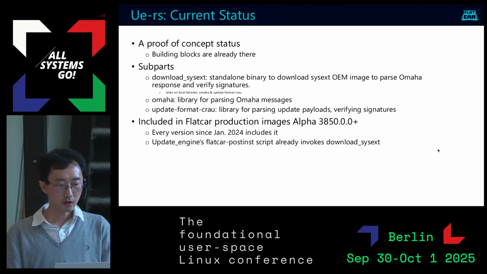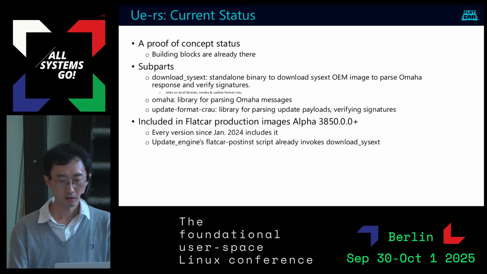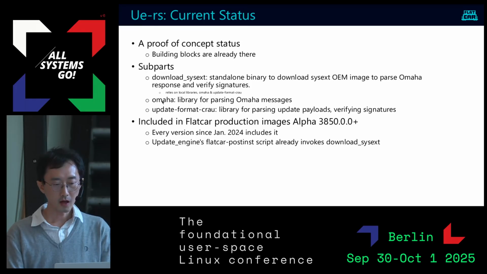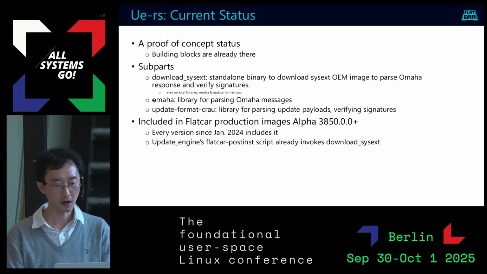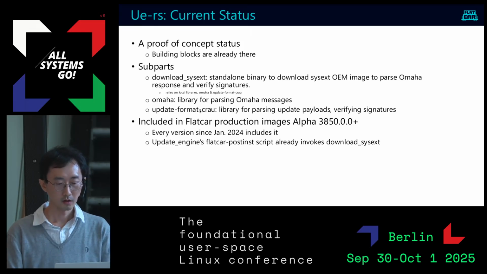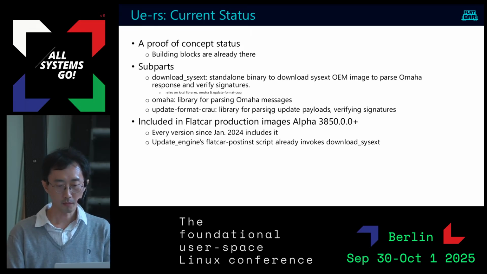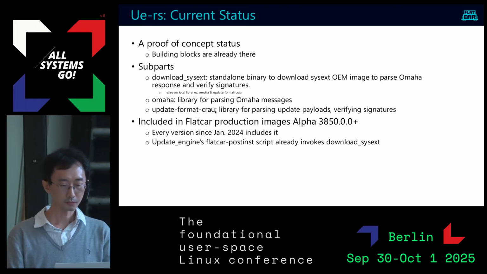So the current state of UERS is that it is actually still a proof of concept. However, the building blocks are already there. We have a library for parsing Omaha messages, which is called Omaha. If you clone the UERS repo, there is a subdirectory for Omaha. And there is also a library for parsing update payloads and verifying signatures, located under update format CRIU.